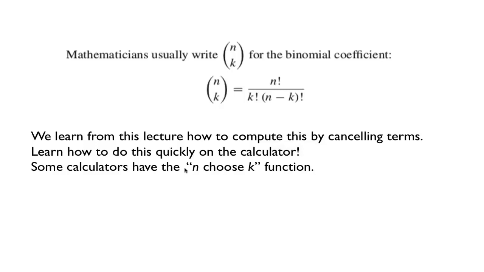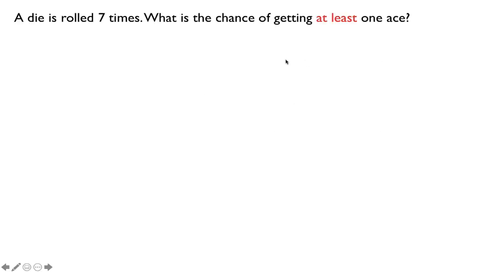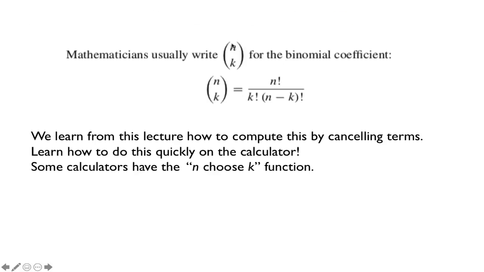Sometimes people use this notation for the binomial coefficient. The parentheses, sometimes called n choose k. So make sure you learn how to do this either by calculator or by hand, and then doing that cancellation trick that we saw earlier. In some calculators you have this n choose k function. If you have that on your calculator, that can be helpful, but if not, doing it by hand, cancelling, and then using the calculator can also be pretty fast.